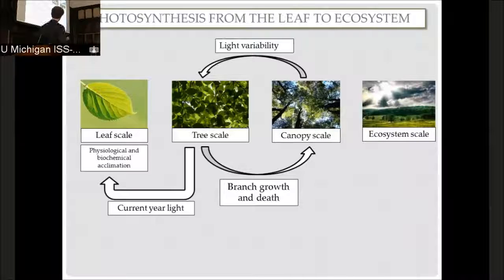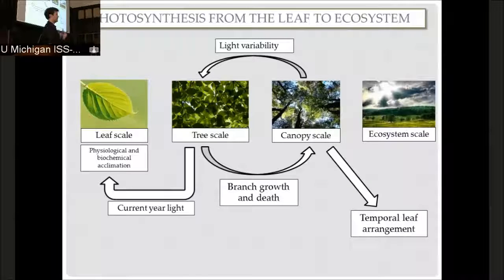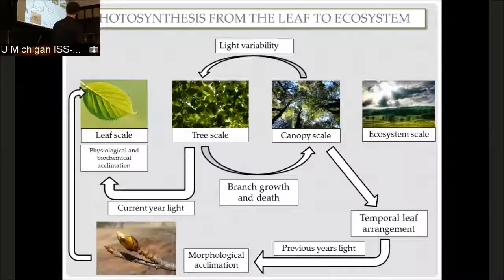But this light variability is also going to feed back on the canopy structure by causing branch growth in sunlit areas and branch death in heavily shaded areas. And this differential branch death and growth is therefore going to cause a change in the leaf distribution through time among the years. And presumably, this arrangement of leaves in time is going to determine how different canopy microhabitats vary from year to year. And this can have important effects on the morphological acclimation of the leaf, because that is largely based on the light reaching the bud from the previous season.